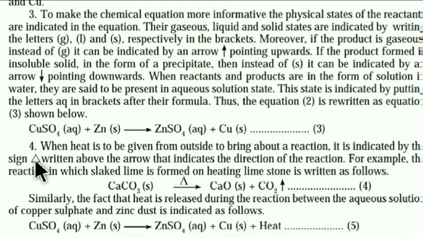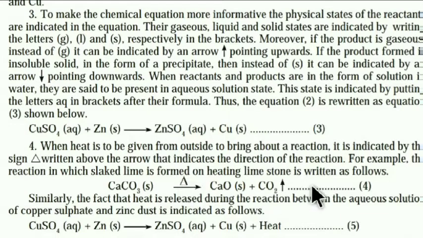Then fourth, when heat is given from outside to bring about a reaction, like we saw in the last, the sublimation reaction. When heat is given to the substance, that is indicated by the triangle sign written above the arrow, which indicates that heat is given in this reaction. That triangle is written above the arrow that indicates the direction of reaction.